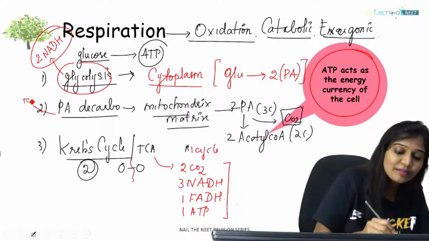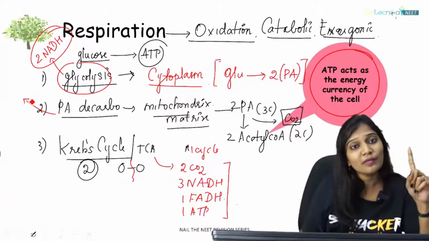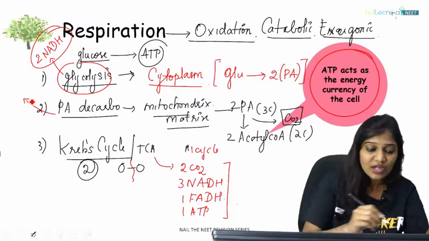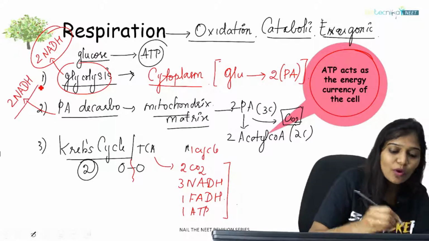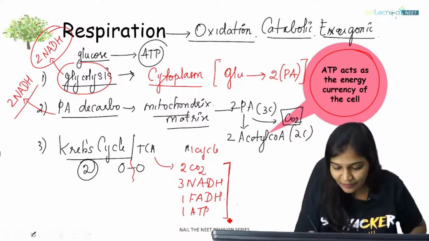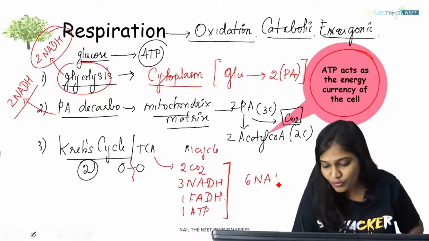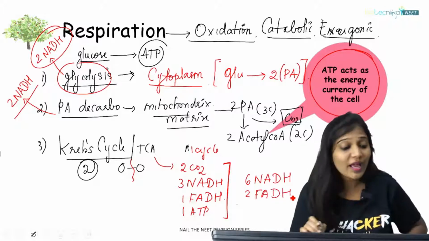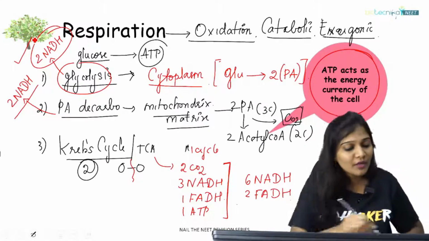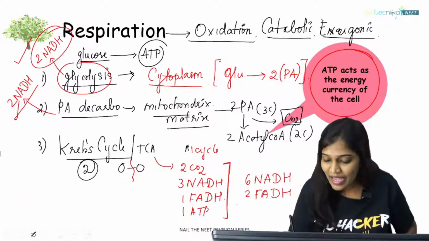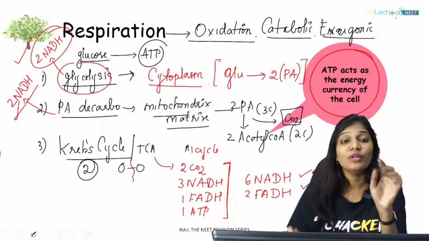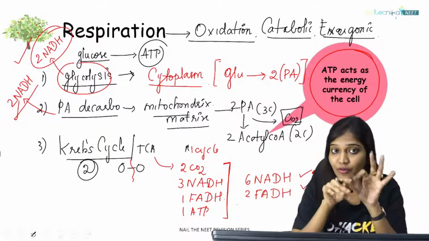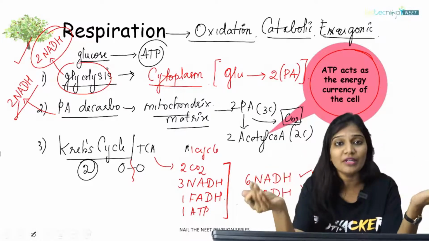In pyruvic acid decarboxylation also, for one pyruvic acid, one NADH is produced. For two pyruvic acid, two NADH is produced. And for the Krebs cycle, 6 NADH and 2 FADH2 for two cycles. So 2 NADH from glycolysis, 2 NADH from pyruvic acid decarboxylation, and 6 NADH and 2 FADH2 from the cycle have to be sent to the inner membrane of the mitochondria in order to convert all of them into ATP.